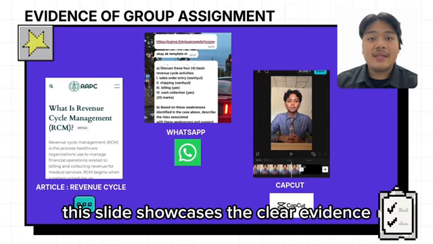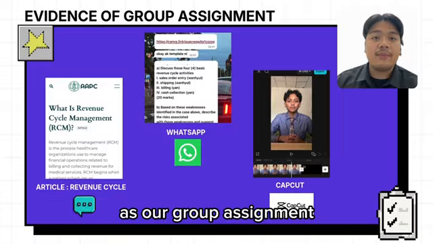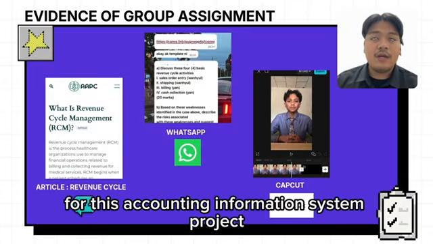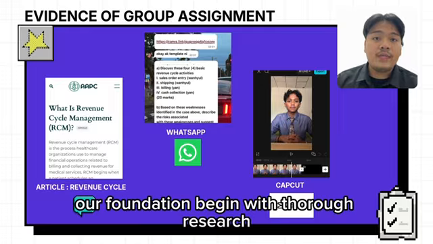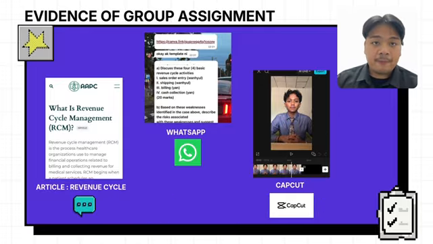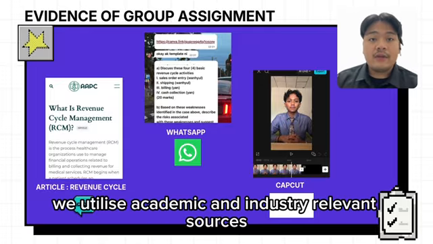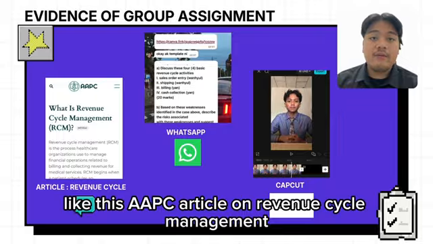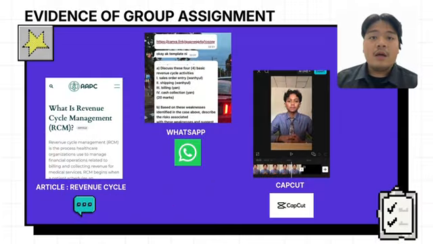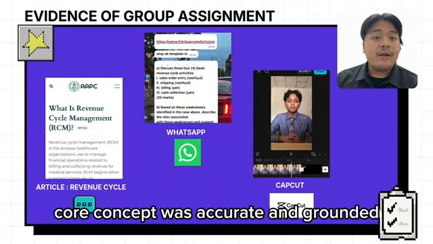First things first, this slide showcases clear evidence of our group assignment and how we structured our collaboration for this accounting information system project. As you can see, on the far left, our foundation began with thorough research. We utilized academic and industry relevant sources like this AAPC article on revenue cycle management to ensure our understanding of core concepts was accurate and grounded.